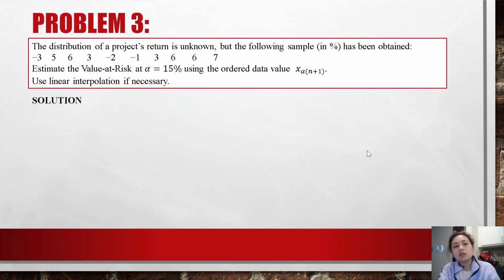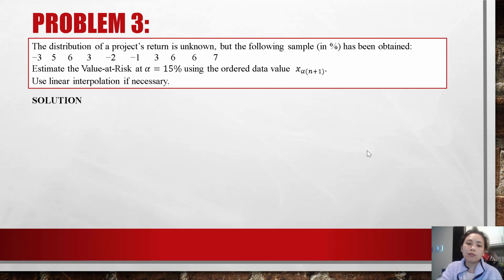Problem 3. The distribution of the project return is unknown, but the following sample observations have been obtained. We got a sample of 10 different numbers. Estimate the value at risk at alpha equal to 15% using the order data value x of alpha times n plus 1, and then use linear interpolation if necessary.